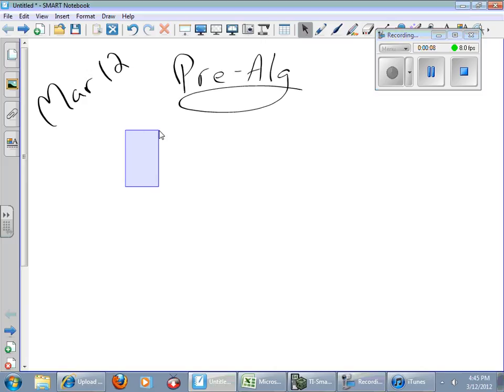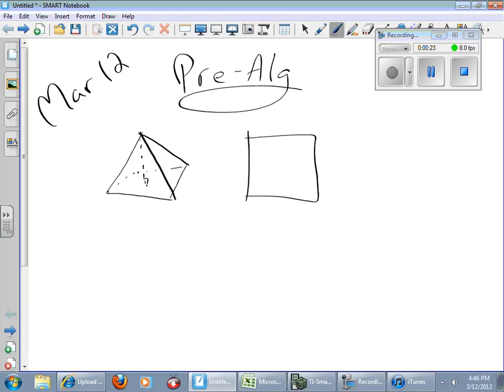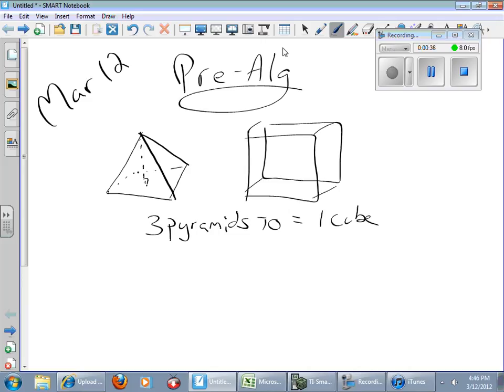I first want to point out that, oops, I'm not in draw mode. All right, if you have a pyramid and its base and height, not the slant height, match a cube, remember, it takes 3 pyramids to equal 1 cube, assuming that the base and the height are the same. That's also true of the relationship between a cone and a cylinder. They have the same relationship.